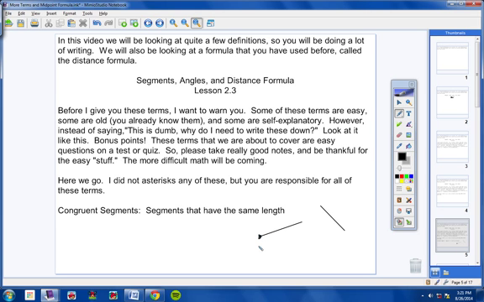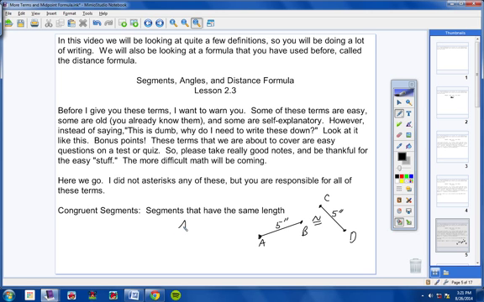We're going to call this segment AB, and we're going to call this segment CD. All right, there we go. Those two segments, we'll say this segment here has a length of 5 inches, and this segment here has a length of 5 inches. These two segments are called congruent segments. Please copy all this down. I'm going fast. Copy this down quickly.